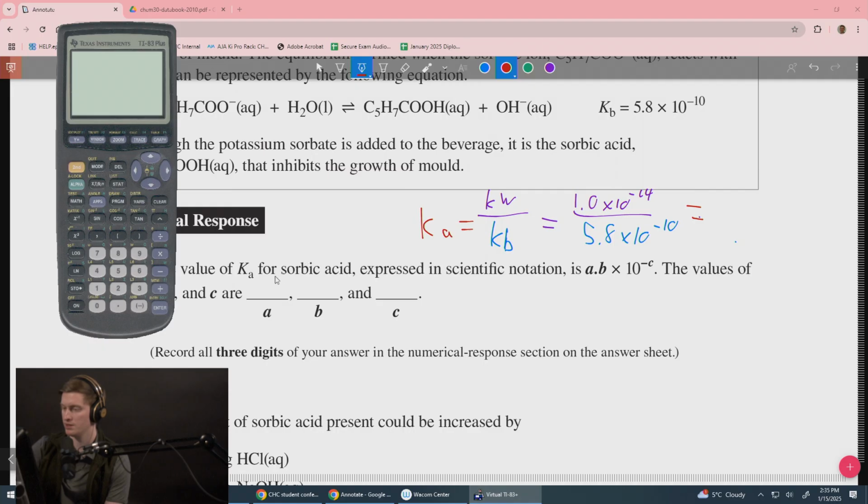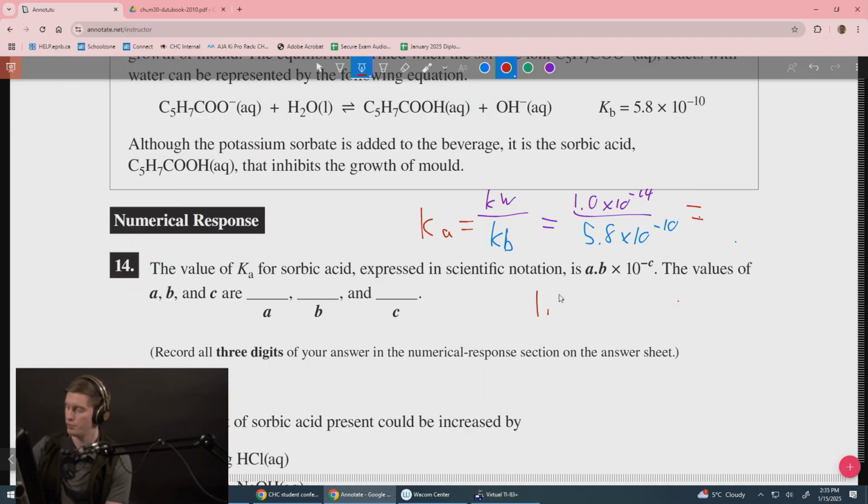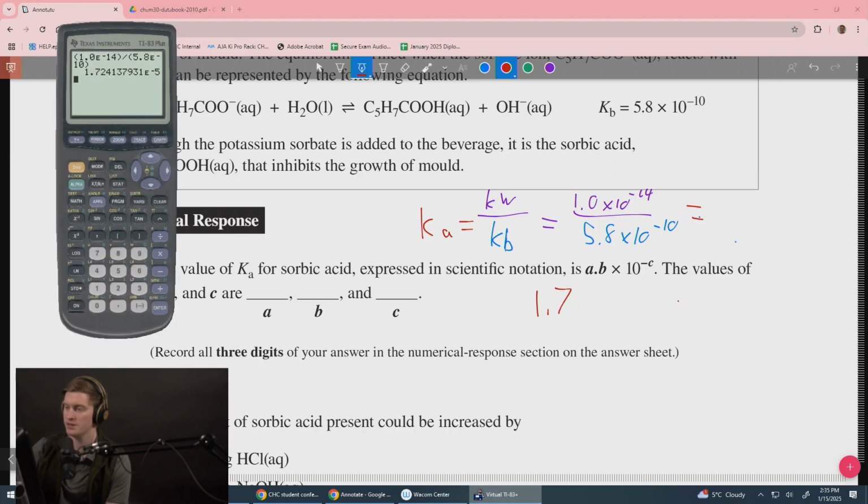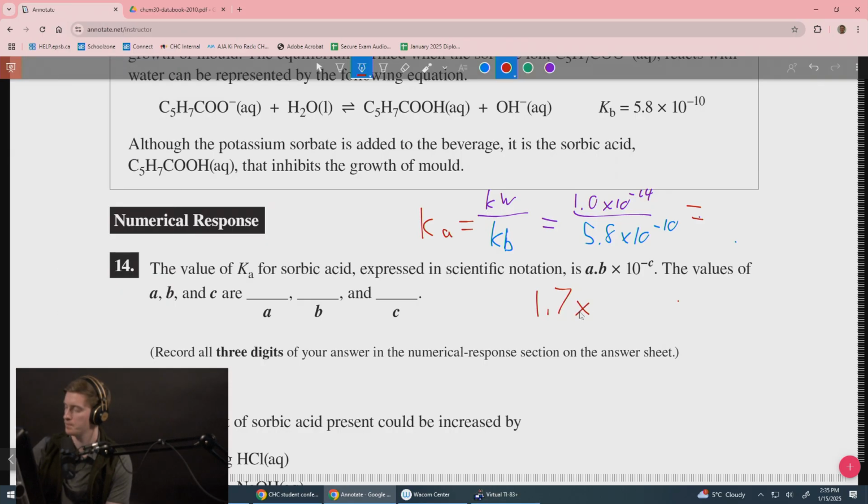which, if we do this calculation, we'll do our, I'm going to put them in brackets because they're in scientific notation, 1.0 times 10 to the negative 14 divided by 5.8 times 10 to the negative 10. We're going to end up with a Ka value of 1.7. They just want it in two significant digits, times 10 to the negative 5. So on your numerical response, you would say 175.